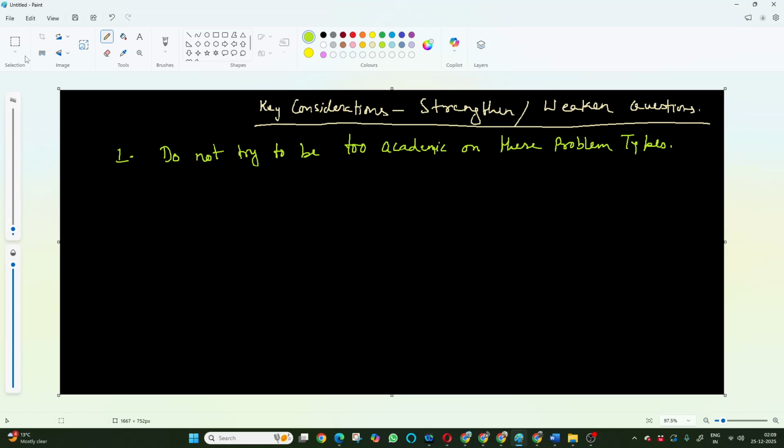Instead, you should use the same kind of thinking that you normally use in your day-to-day worldly conversations, where you are okay to make little assumptions and most probable interpretations, where you update your believability on the go based on the discussions that you are having. That's how we operate in day-to-day life. This is exactly what your mindset should be while attempting strengthen and weaken questions. Okay, that's point number one.